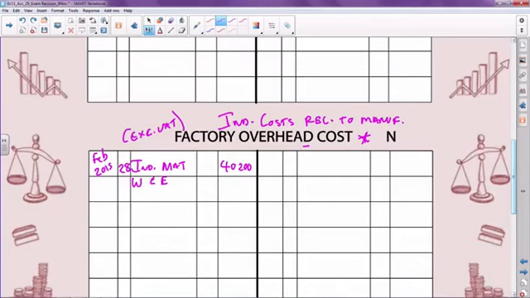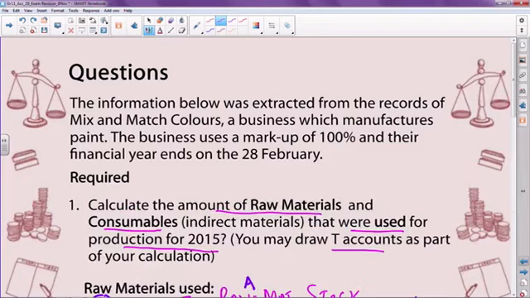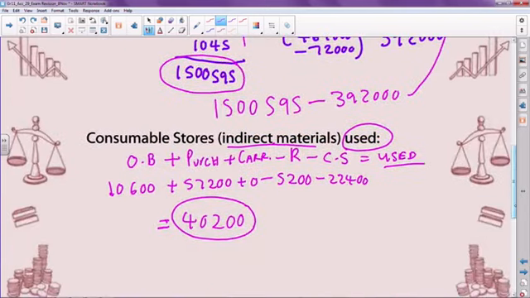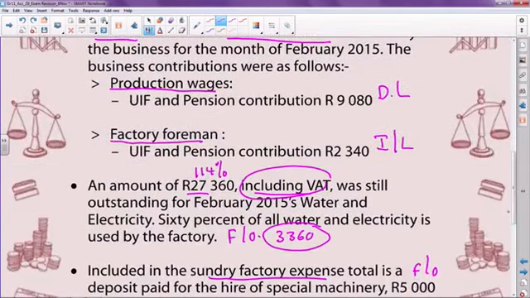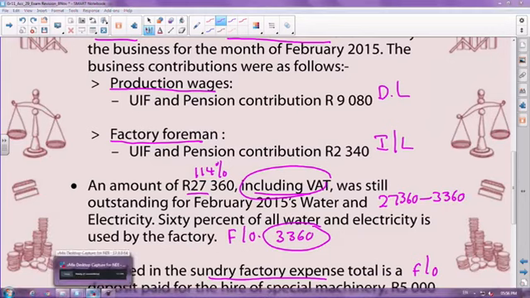to me. Right, so water and electricity, let's go back to the adjustment, and the account including VAT was given at 27,360. The VAT amount was calculated at 3,360. So excluding VAT means 27,360 minus the 3,360 will give us the expense without the VAT. Okay, very, very important that you remember this.